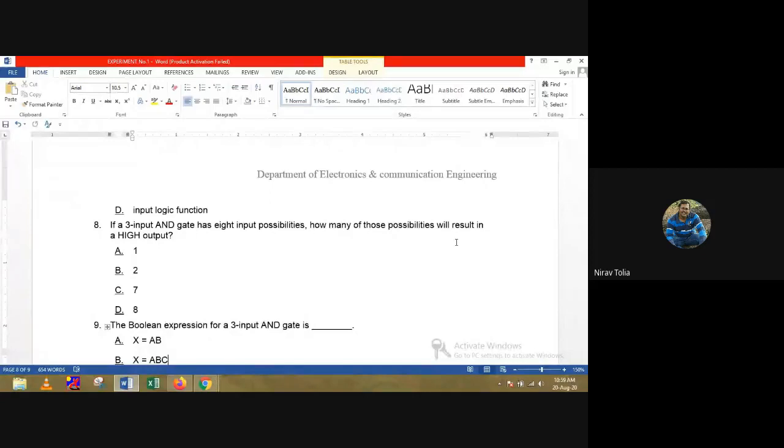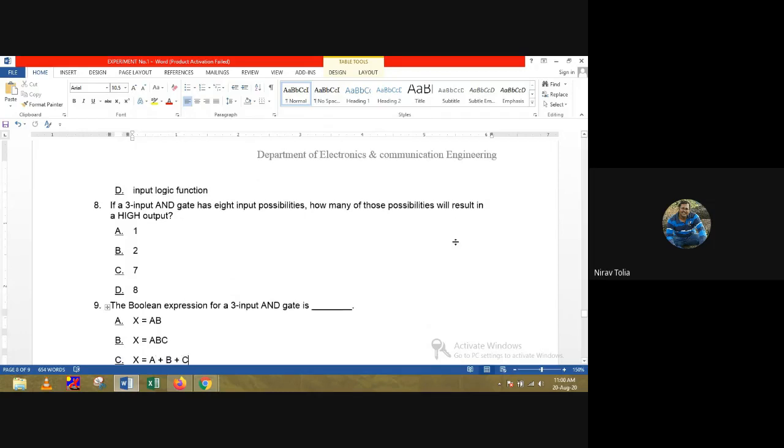The output of the AND gate will be 1 when all the inputs are 1. So the last one, 1 1 1. There is only one possibility when the AND gate gives you the output 1: when all the inputs of the AND gate are 1, then the output of the AND gate is 1. There is no other possibility for the AND gate to give the output 1. So we have only one possibility at which we get the high output.